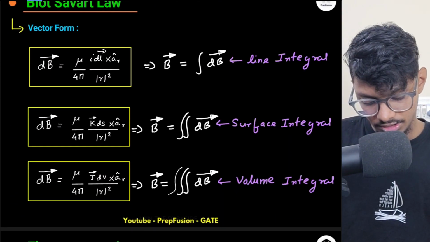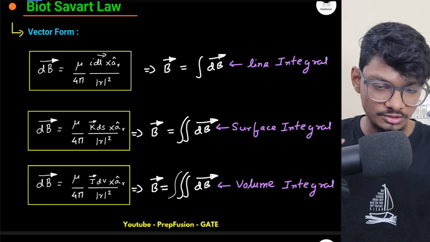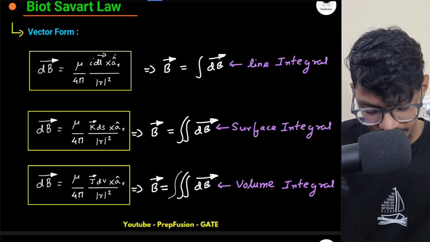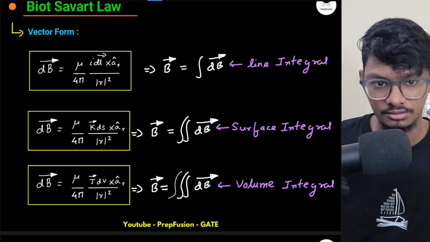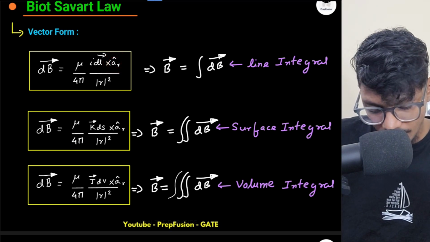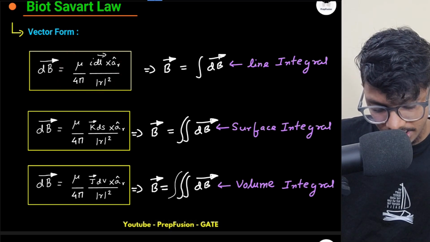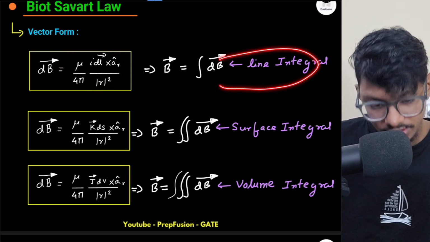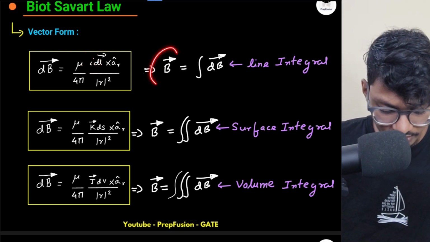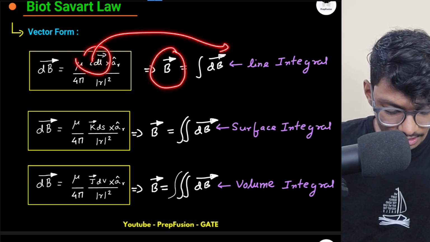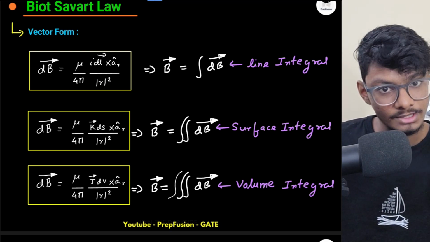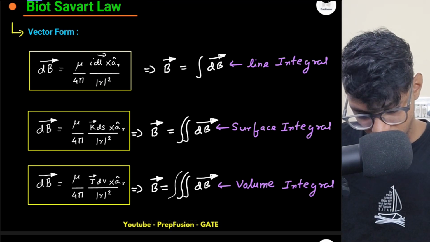Now, I've already told you about the vector format of Biot-Savart's law. I haven't divided by the magnitude because this is already in the unit vector form. Now in many cases this dV can come as a line integral. It will come as a line integral when this is a line current element. You have to do a line integral to find the whole magnetic field.